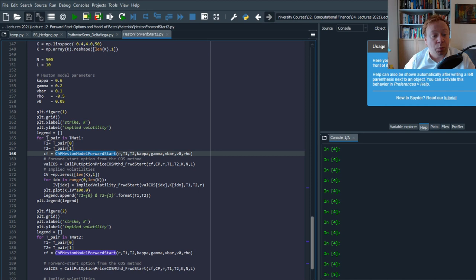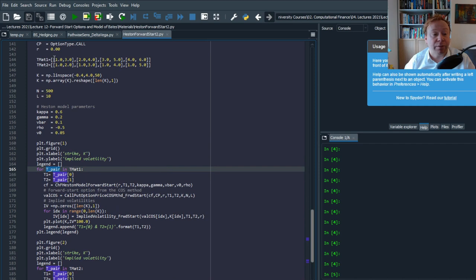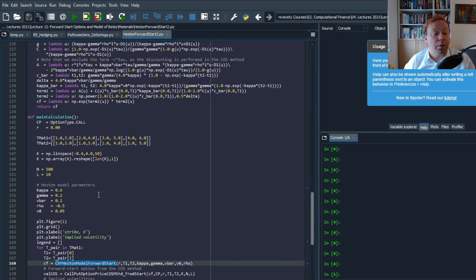First, we iterate over T pair, which is an element of this vector, which consists of those vectors. Then we have two entries, first entry and second entry, and then we calculate the characteristic function given these two, T1 and T2. These are the only parameters we change. For the calculation of the characteristic function, this is what we have seen in the slides.